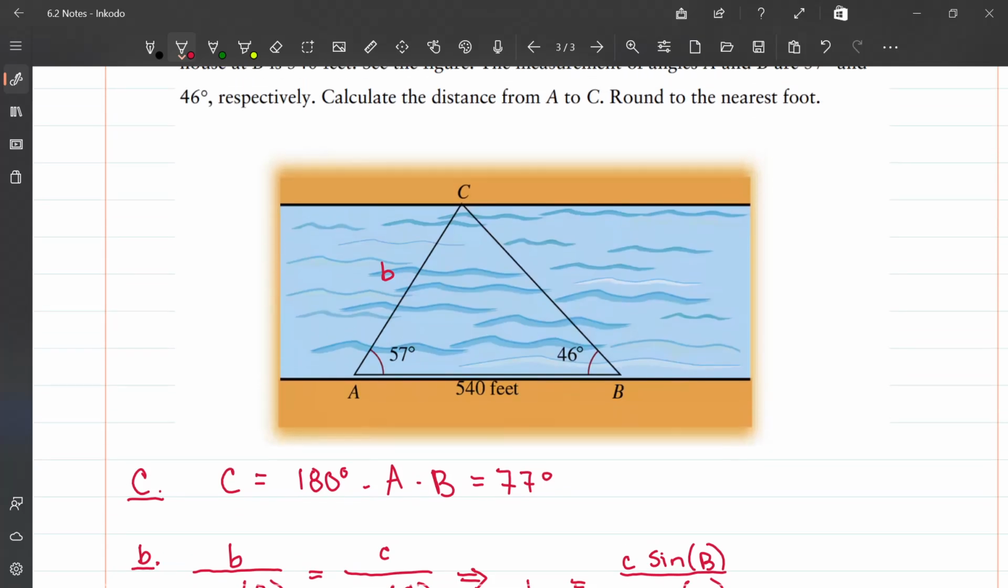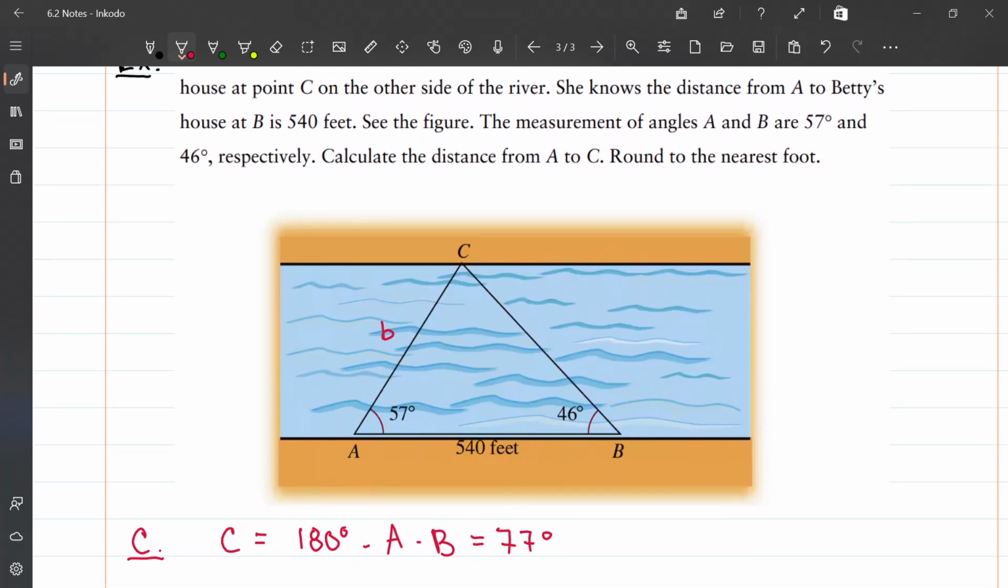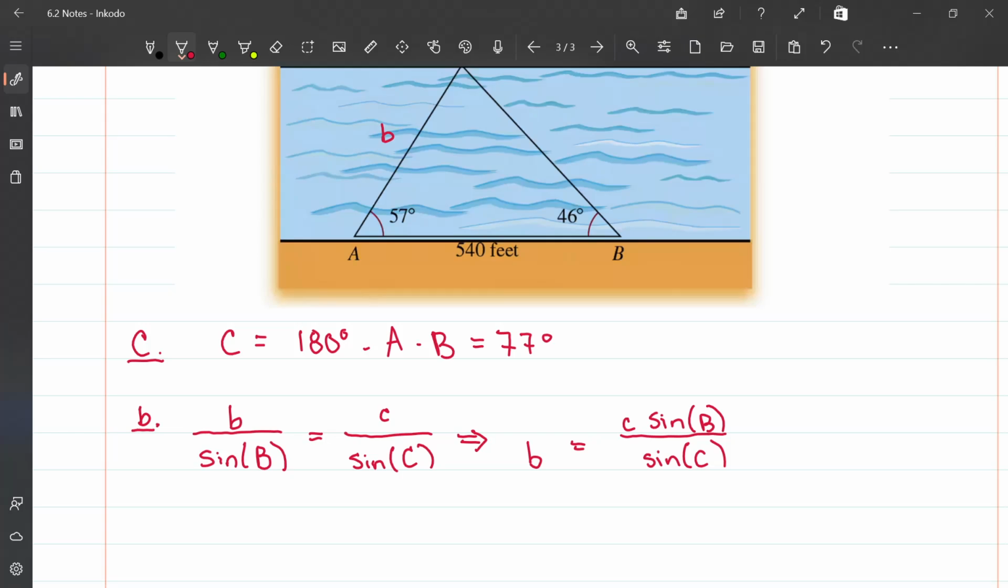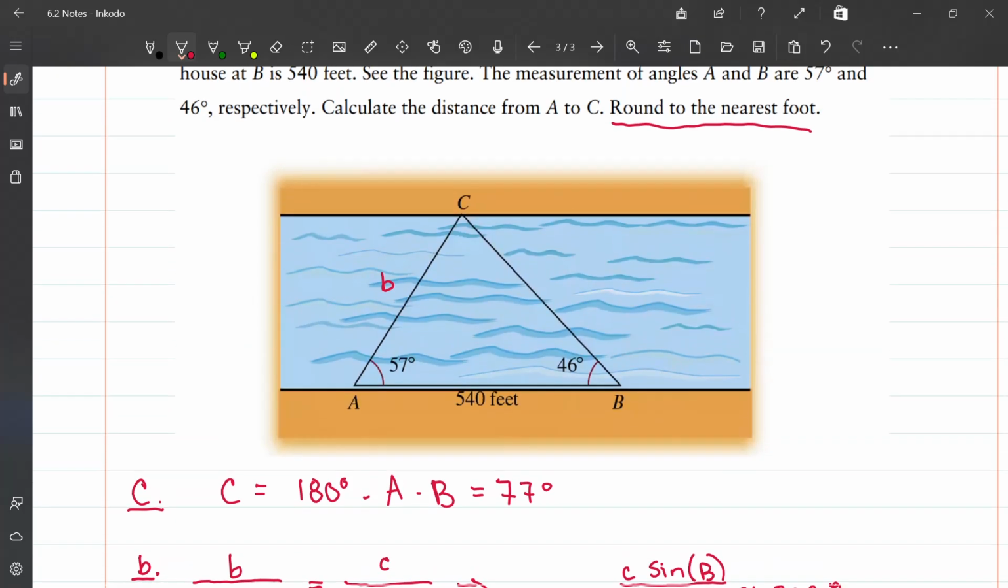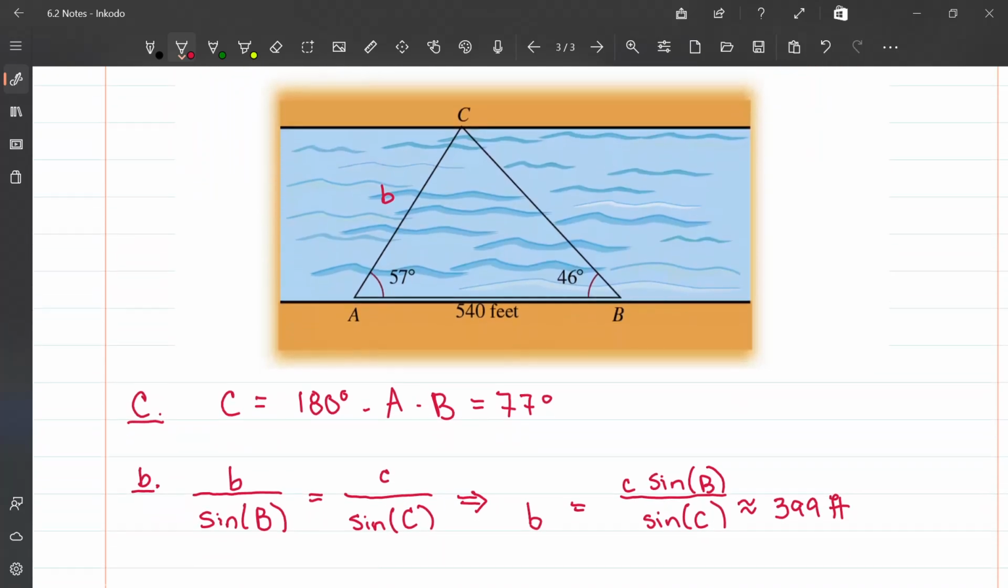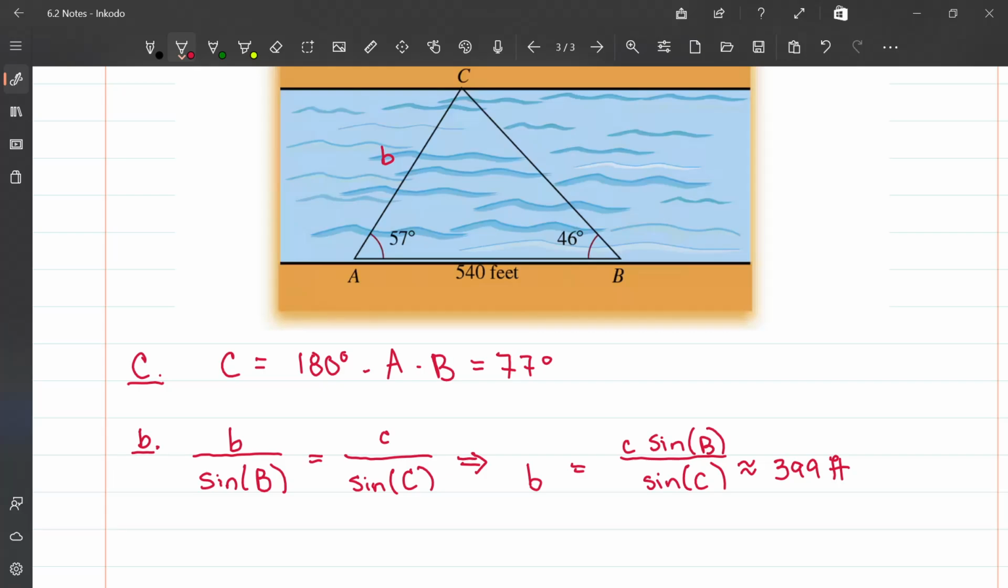And before we do our calculation, let's check. It wants us to round to the nearest foot. That's what it says right here. So I'll go ahead and do that. I will round to the nearest foot, and that will be the next number that you see and hear. It is approximately 399. Let me double check that. Yes, 399 feet. So that is the answer from Angela. I forgot her name. From Angela's house to Carmen's house is approximately 399 feet across the river. Fantastic.